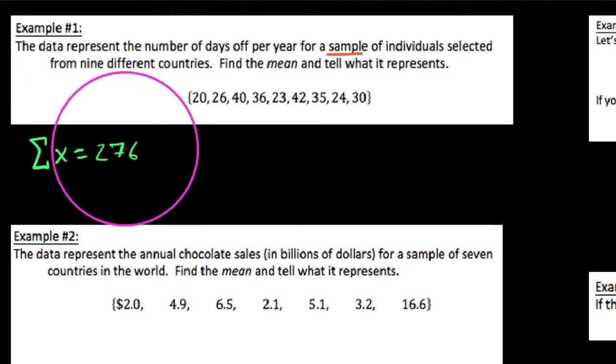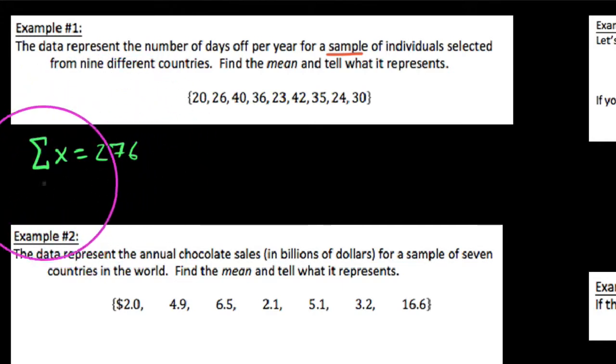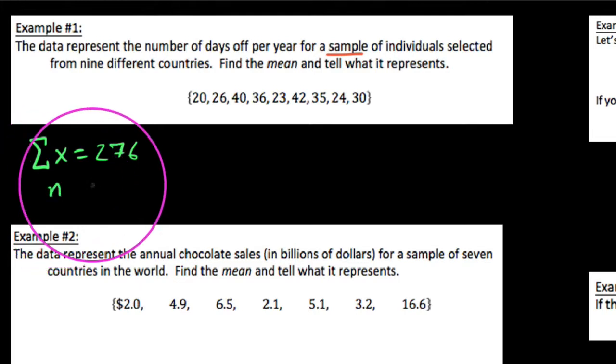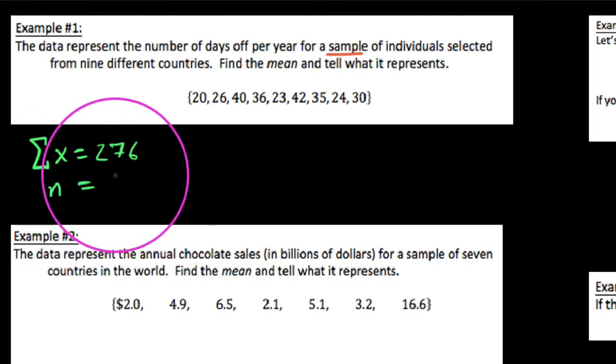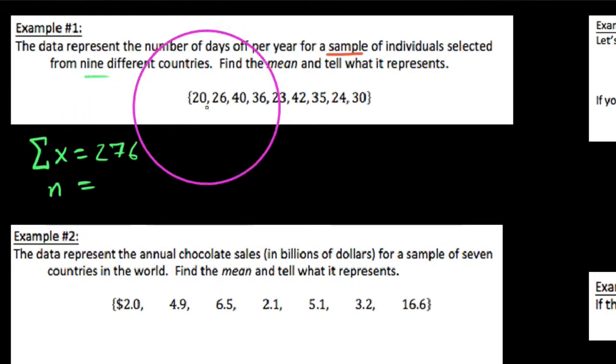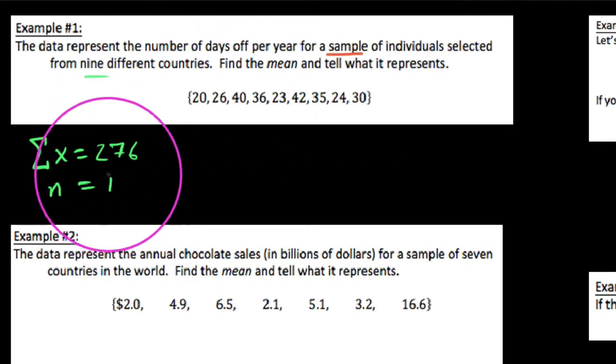I happen to know that this is all summing up to 276 here. And since this is a sample, we need to know the total number of data, but we're going to use a lowercase letter n to represent the number of things in the sample. And we said that there were 9 countries here, and we can even add this up from our data up here, but we say 9.